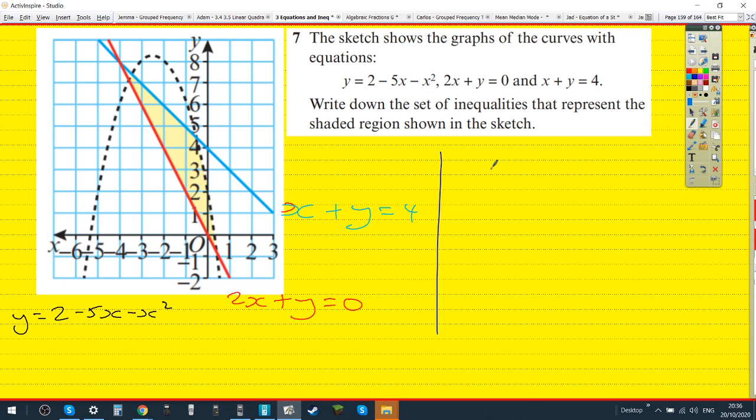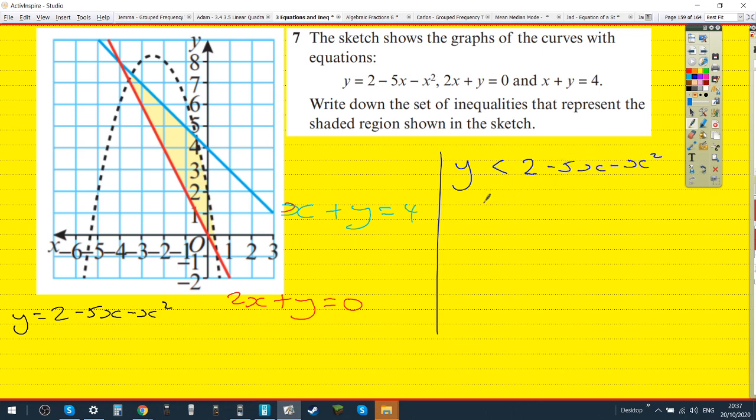So it'd be y is greater than 2 minus 5 minus x squared. Let's see. Y is greater than... that would be if the region was over the curve. Should be less than. Yeah, so what is it? Y is less than 2 minus 5x minus x squared. Yeah. So that's one of them.